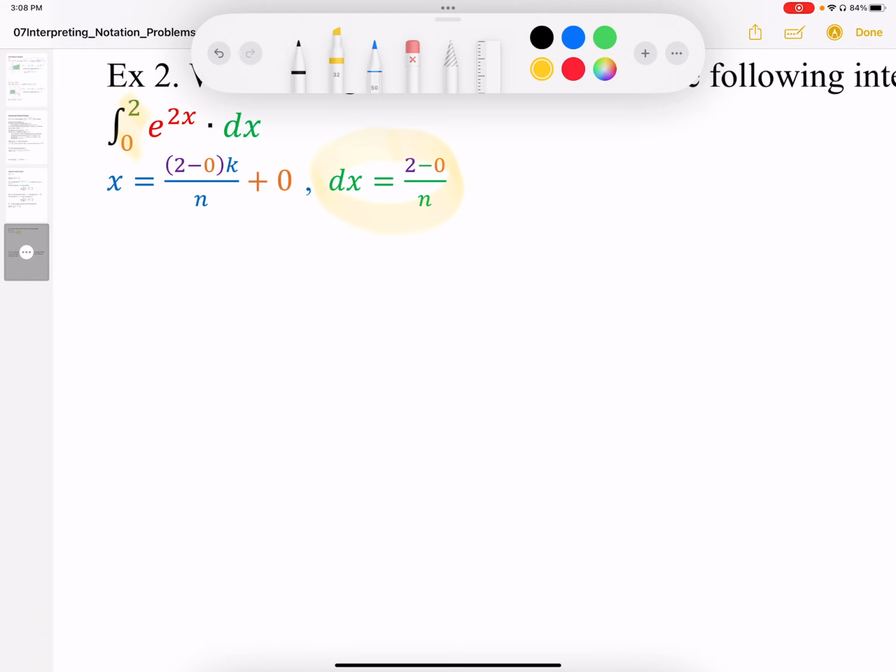The other part that we need is the x part of the expression. That x part we can find by taking the interval width, which is 2, and having it as k over n. So putting this into the sigma notation, we can do this, the limit as n approaches infinity.